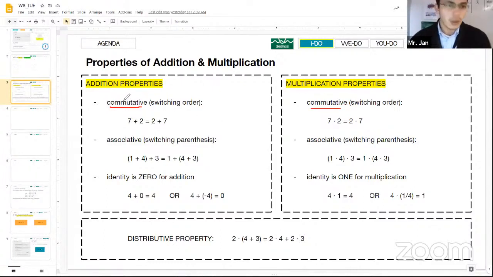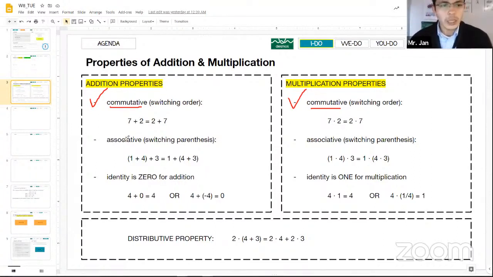So the commutative property is switching order. For example, 7 plus 2 is the same thing as 2 plus 7. You're going to end up with the same result. It doesn't matter if you switch the order. And it's the same thing for multiplication. 7 times 2 is the same thing as 2 times 7. Both of them equal 14. So we call the first property the commutative property for addition and the commutative property for multiplication. It's the same thing. Switching order doesn't change the result.